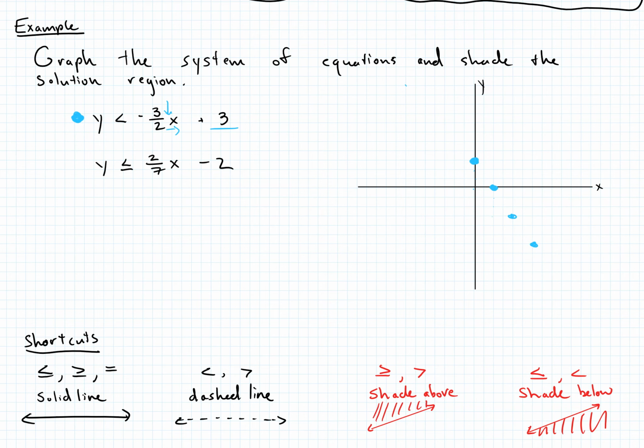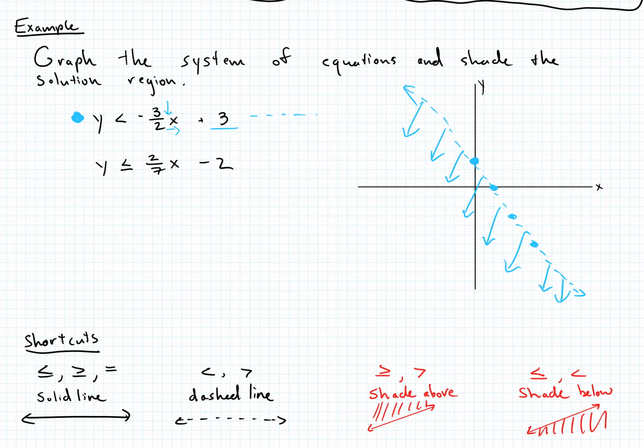Next, we look at this symbol, less than. Less than means the points on this line are not solutions. So we're going to graph it with a dashed line. Less than or greater than, you graph them both with a dashed line. Okay, next, where are the solutions? Well, because this is less than, the solutions are below the line. So they're under it. So we want to shade this side of the line, but not too dark yet, and you'll see why in a second. We just know that the solutions are going to be under this blue line.